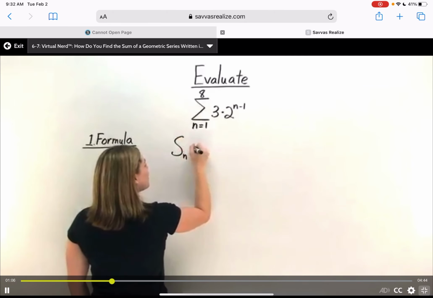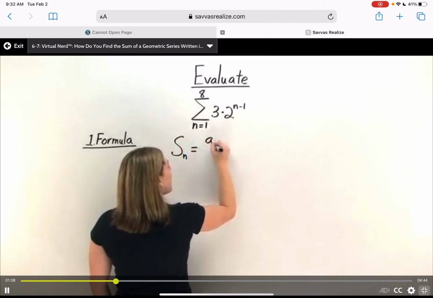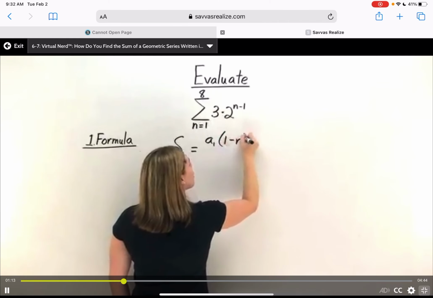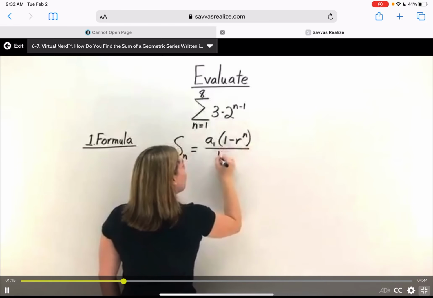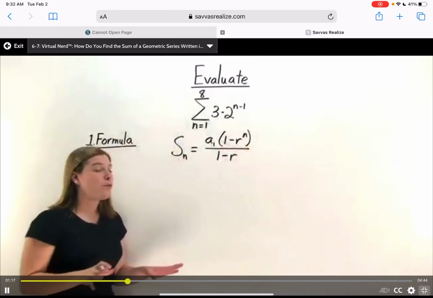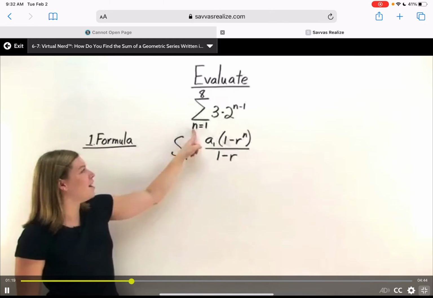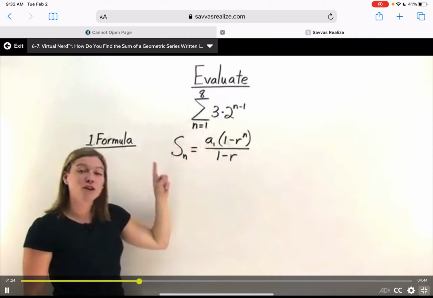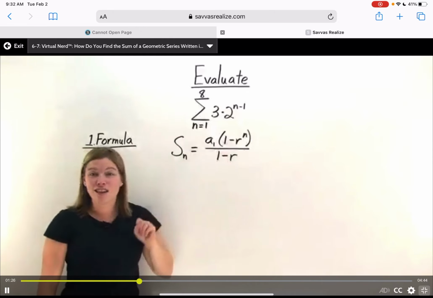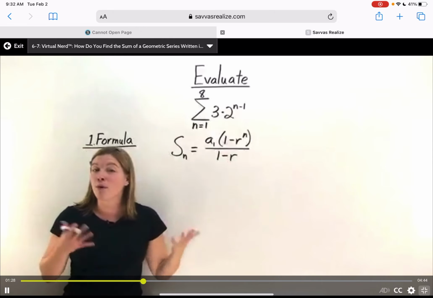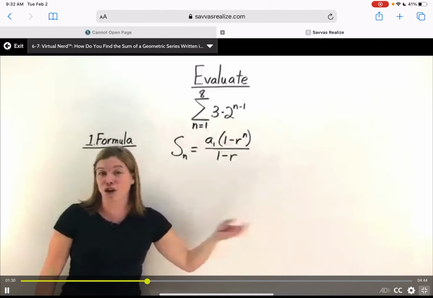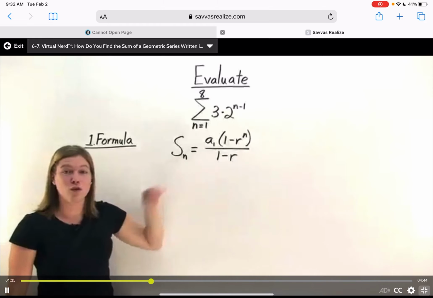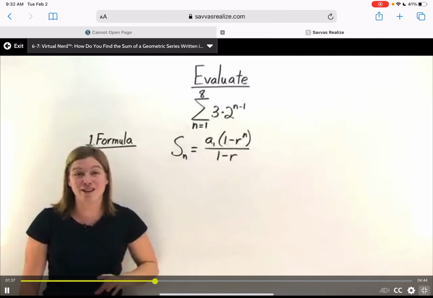It looks like this. S sub n equals a sub 1 times 1 minus r to the n power over 1 minus r. In this formula, n is the same as this n. It stands for the number of terms that we're dealing with. A sub 1 is the first term in the series, and r is the common ratio, that number that we multiply by each time to get the next term in the series. Now, there are a couple of different versions of this formula, but you'll get the same answer in the end.